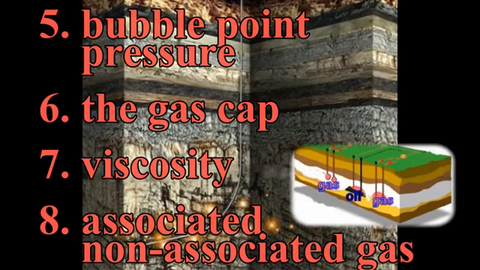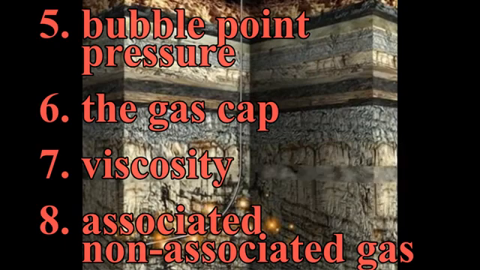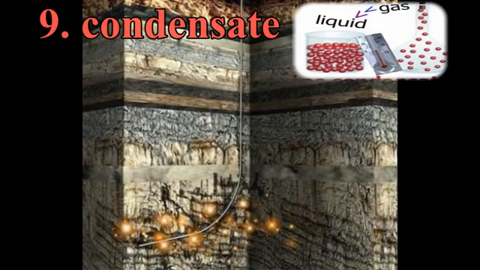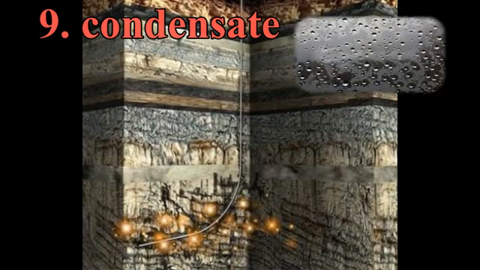8. Associated gas is found with black oil. Non-associated gas is found by itself without the presence of black oil. 9. Condensate is gas in the reservoir that converts to a liquid at surface atmospheric conditions, like steam on a mirror.